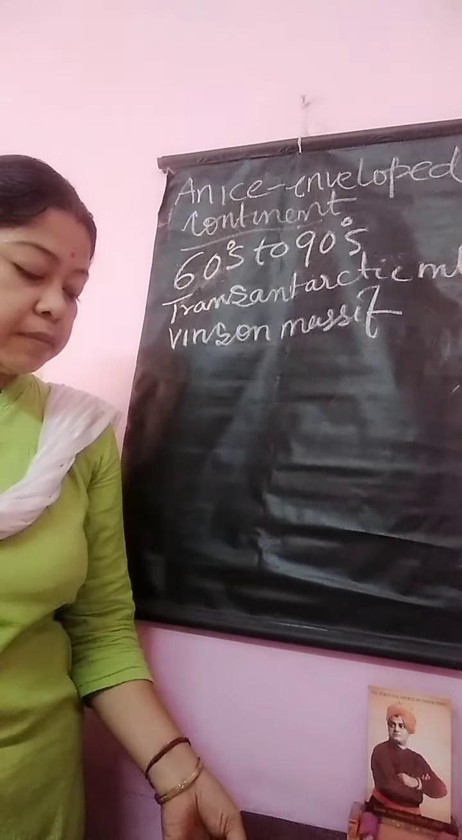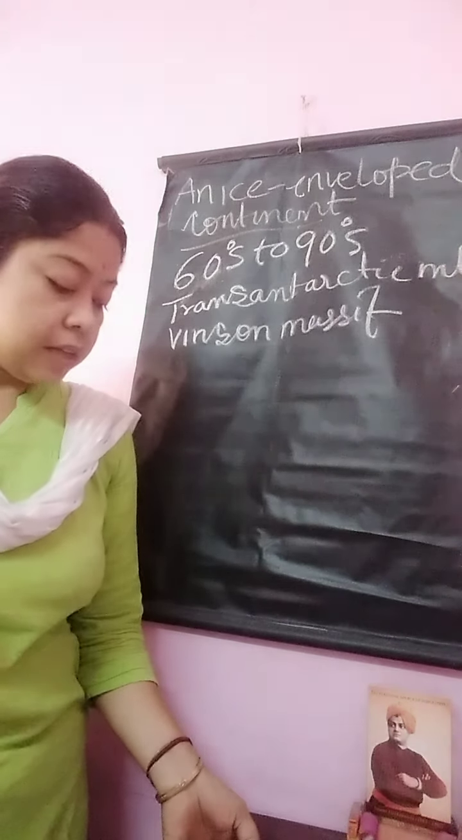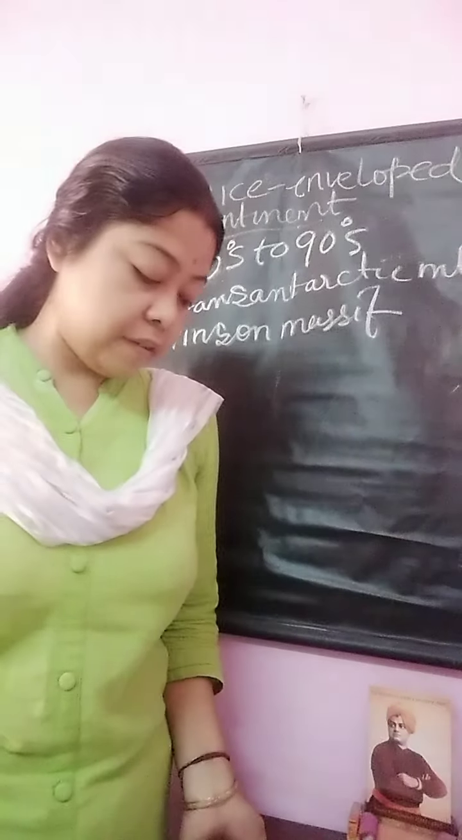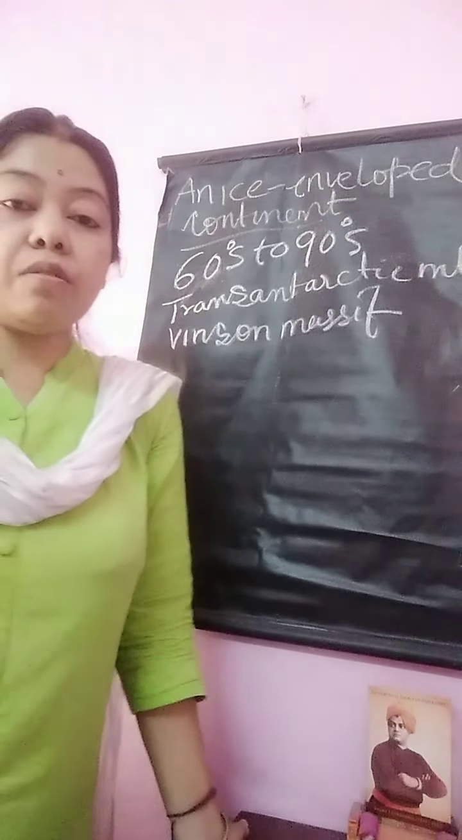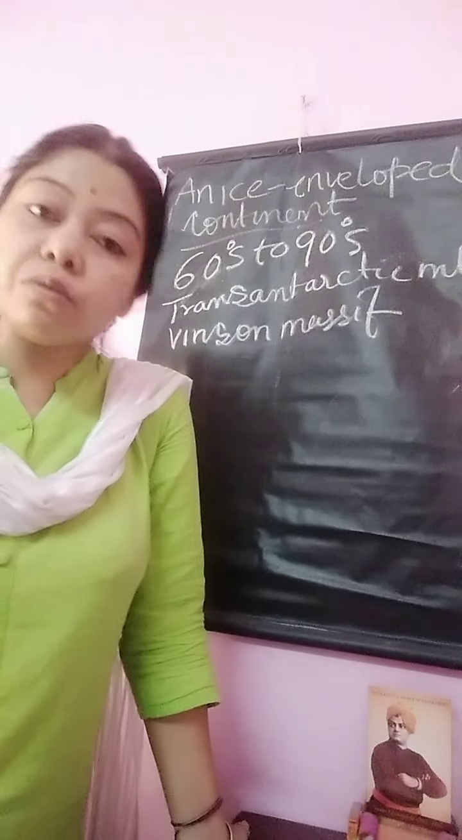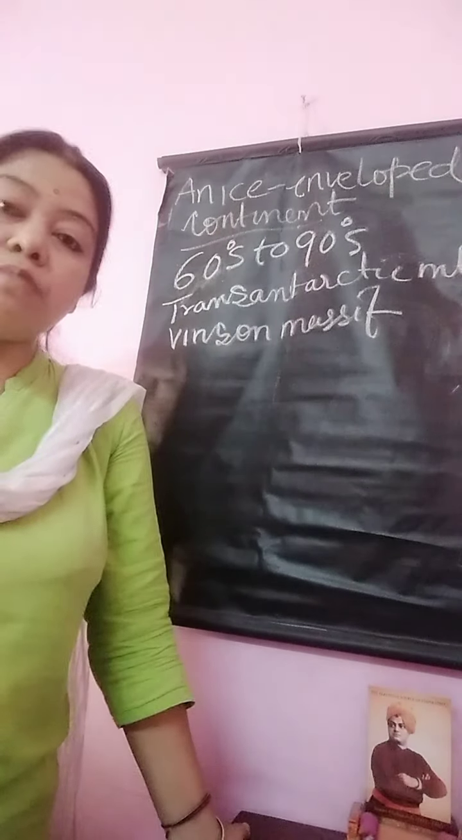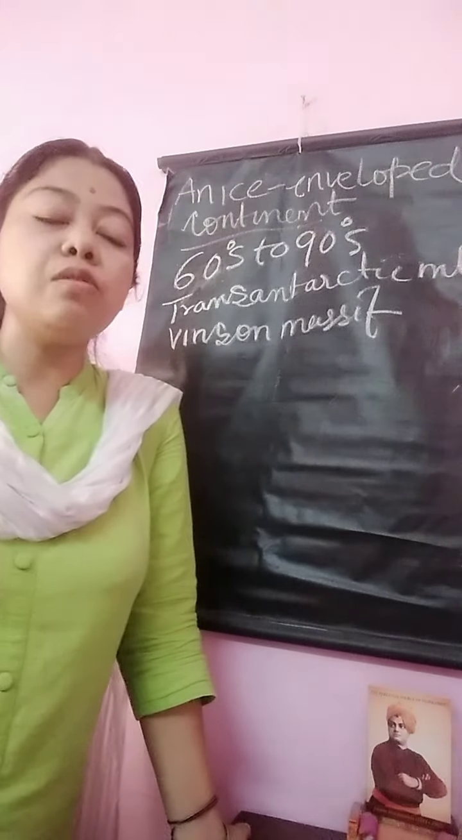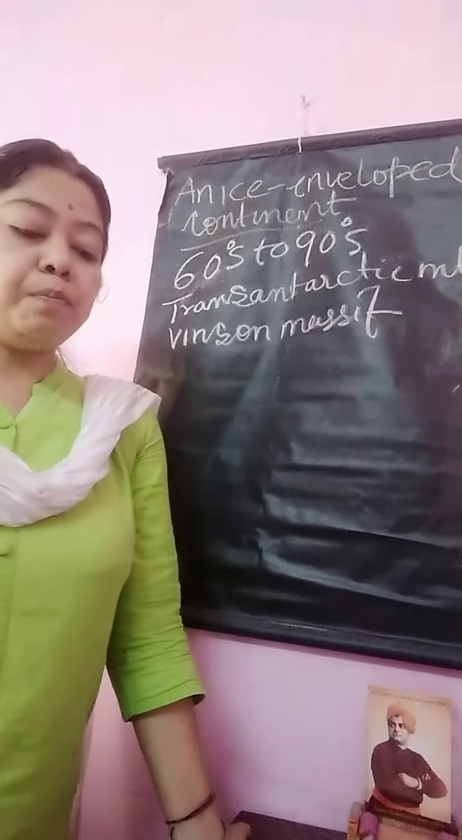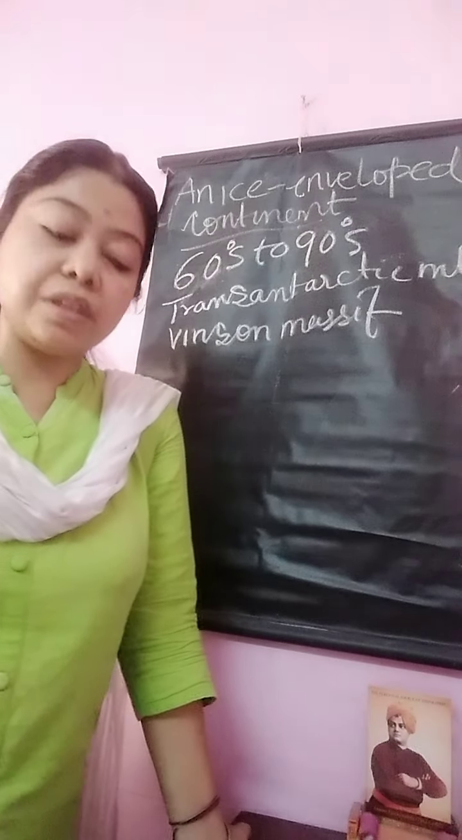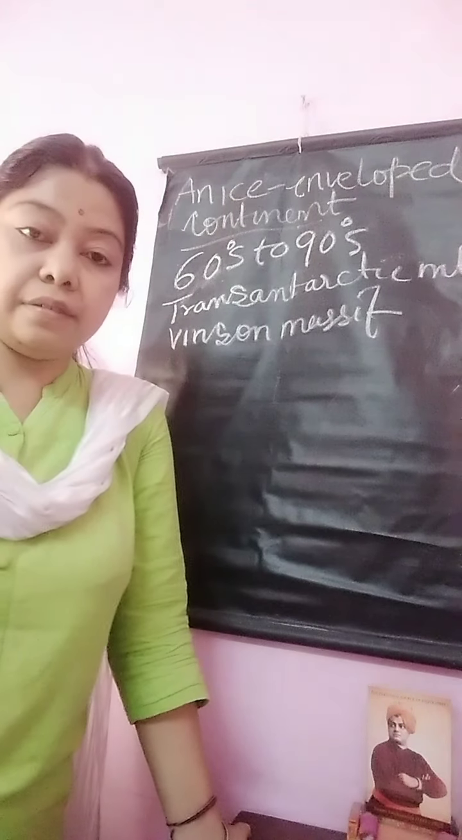Antarctica contains many other mountains. The most important is Mount Erebus, which is the southernmost active volcano of the world. It is also located in Antarctica. Other important well-known peaks are Mount Terror, which is also located here.